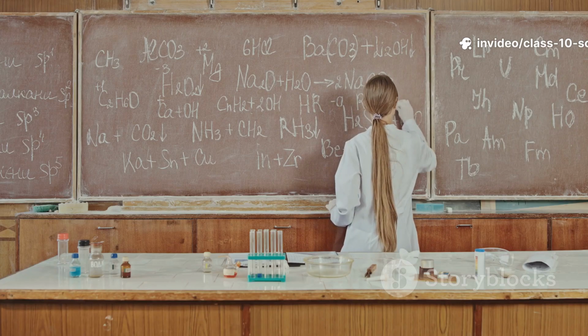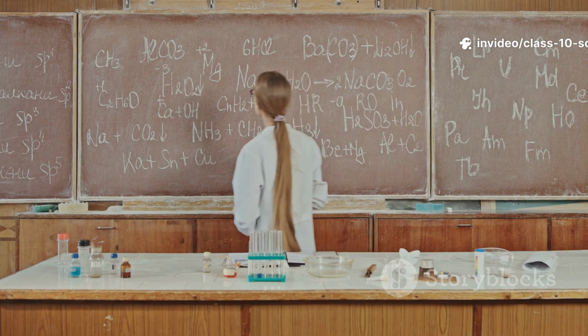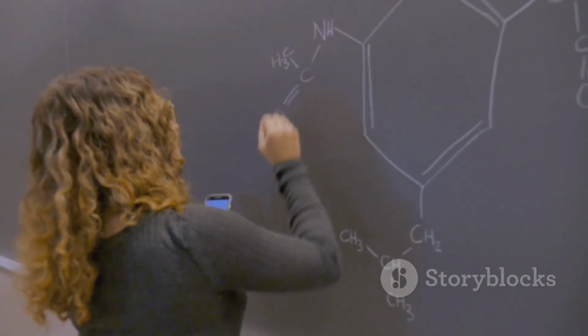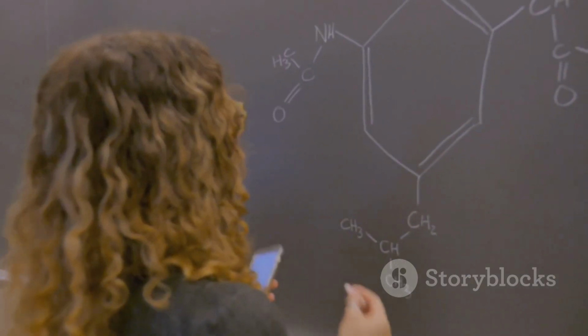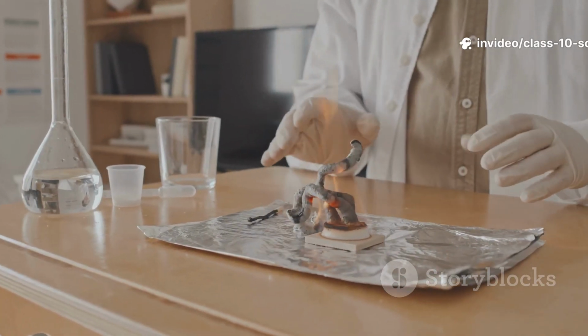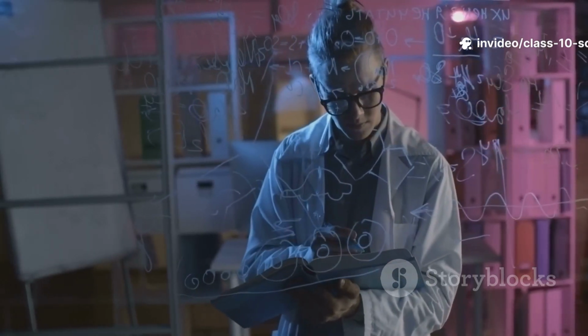We also note physical states, S for solid, L for liquid, G for gas, AQ for dissolved in water. For instance, C(s) + O2(g) → CO2(g) tells us carbon solid reacts with oxygen gas to form carbon dioxide gas. Including states gives a clearer picture of the reaction.